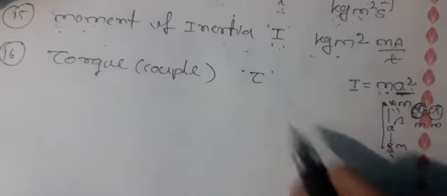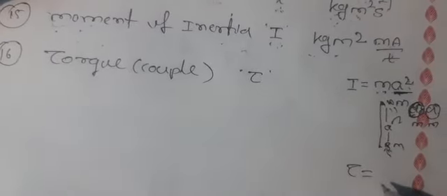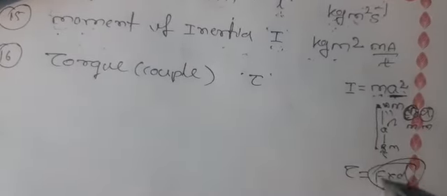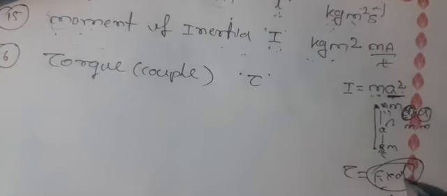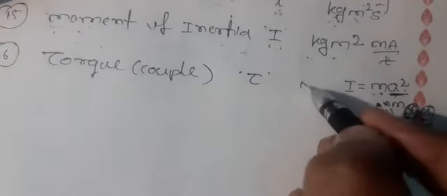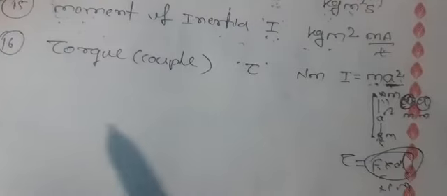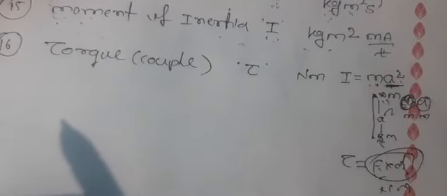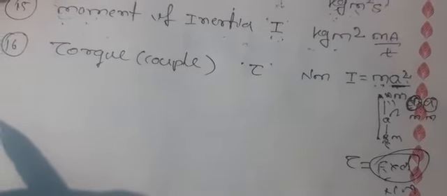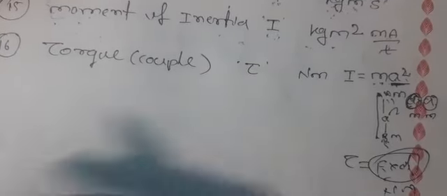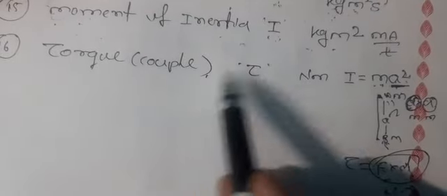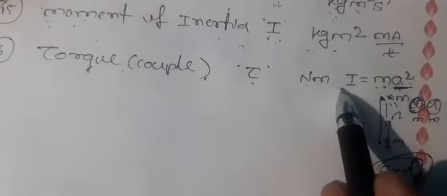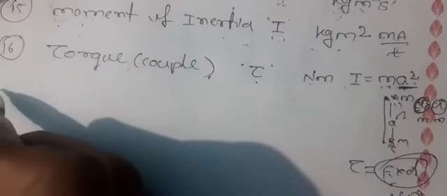The torque is defined as tau is equal to force into distance. The unit of force is Newton. The unit of distance is meter. So the standard unit is Newton meter. The torque is the force into displacement, and it is a rotational motion. It is represented by the symbol tau. The SI unit of torque is Newton meter. That is one of the physical quantities.